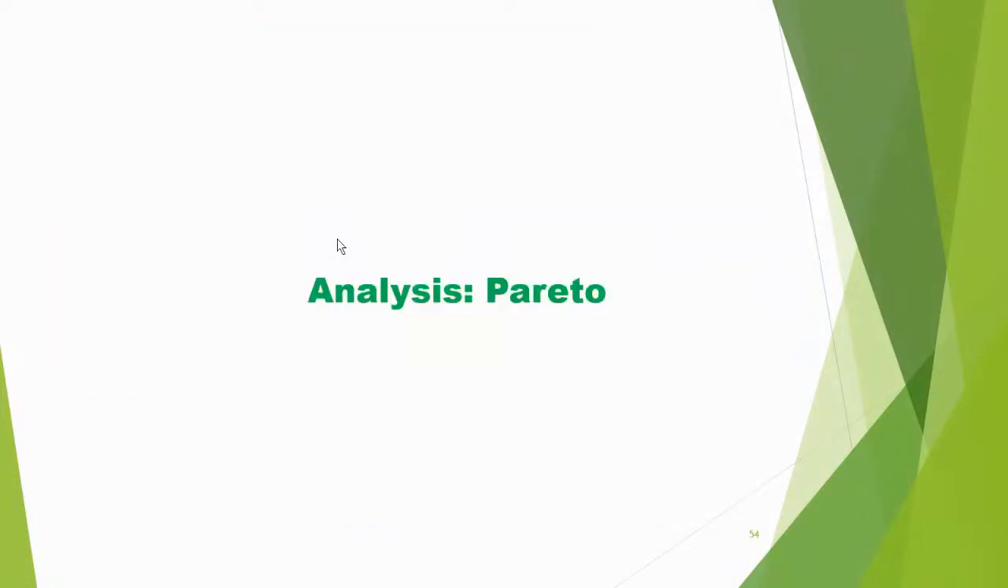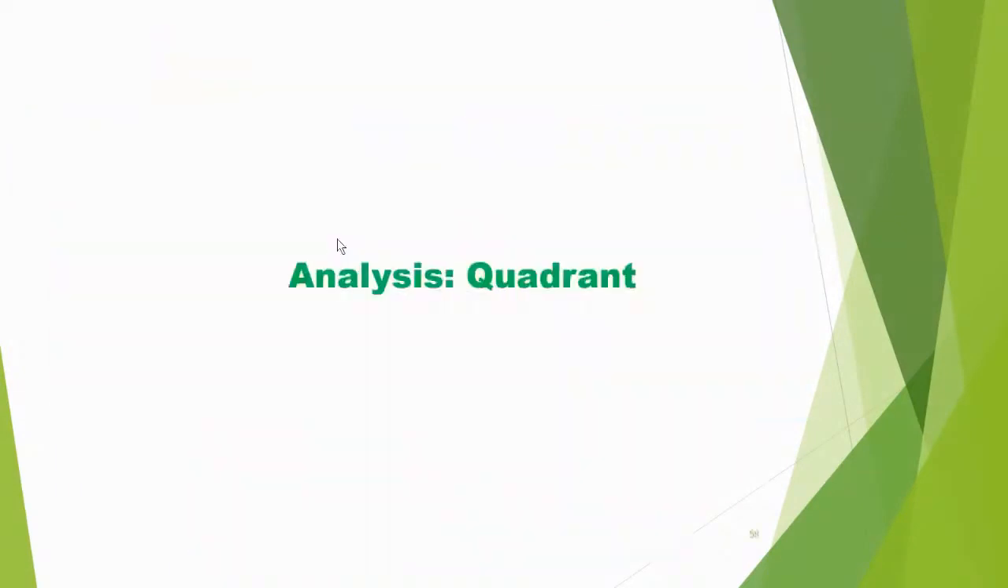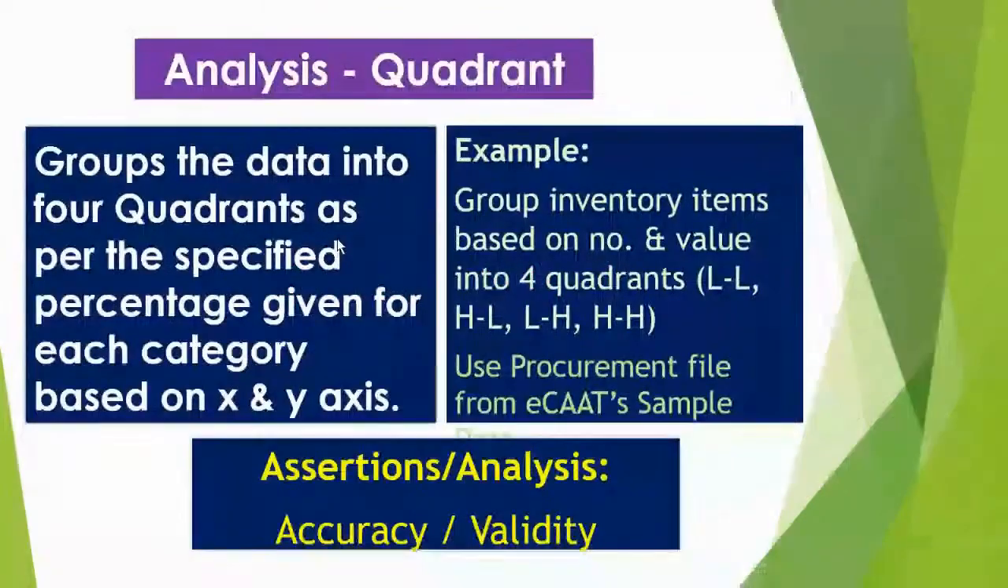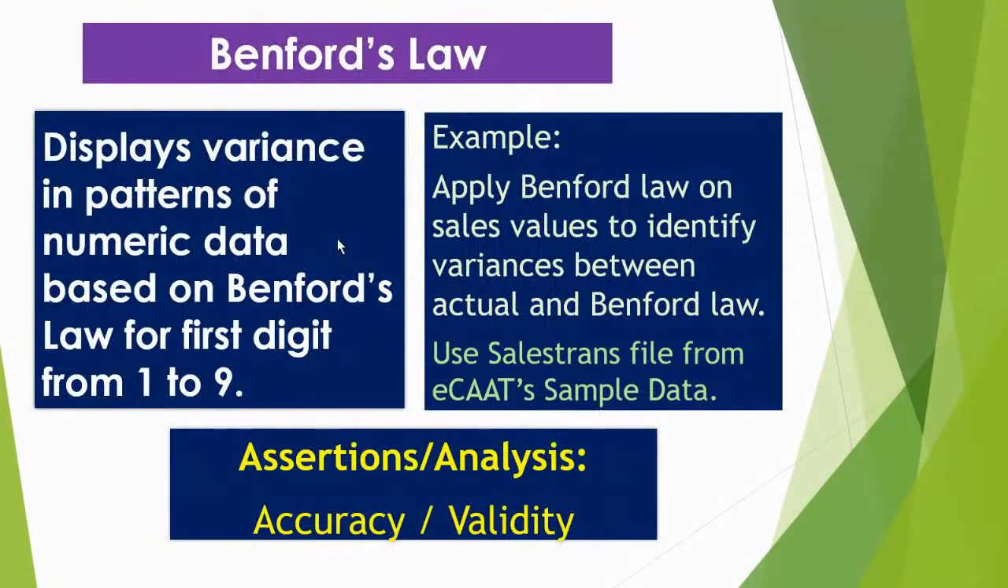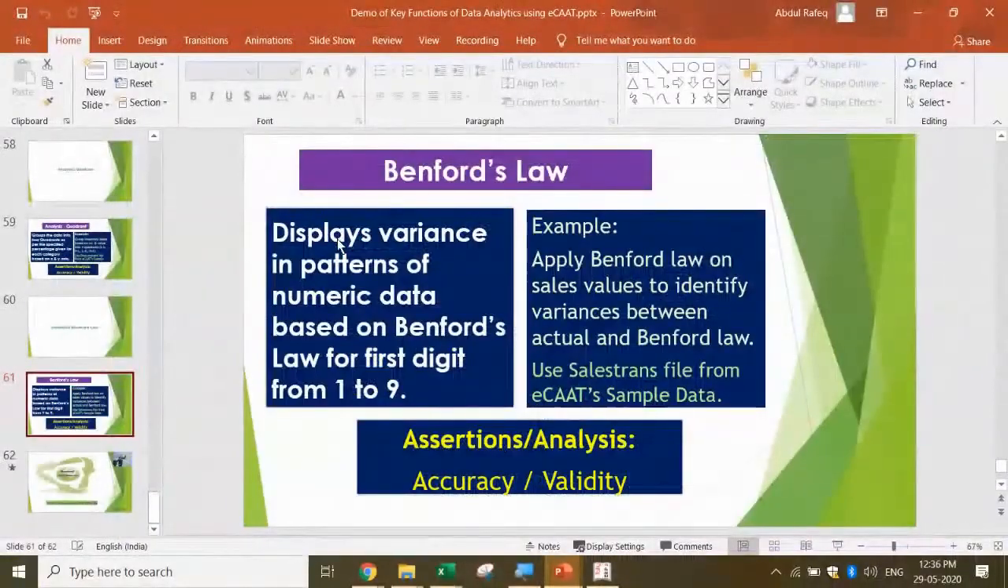You can also do Pareto analysis, which is that 80-20 rule. You can also do ABC analysis. Or you can also do quadrant analysis: high, medium, high, low, like that. You can also apply the Benford law. I'll show you the Benford law also. So these are the 2 things I'm going to show before we go.